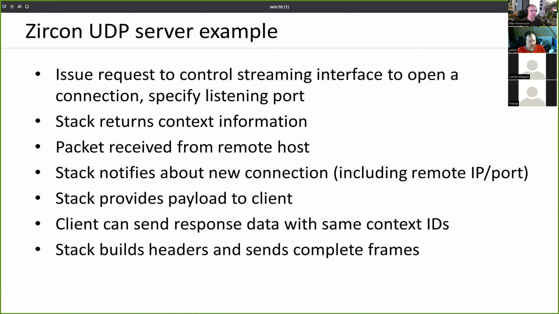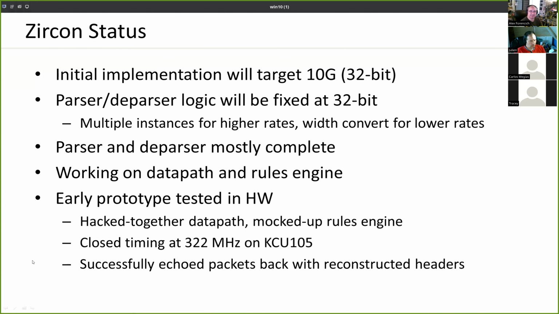So when you want to respond, you'll just send the response data with that tdest value, and the stack will do what it needs to do to build the headers and send the packet back to the host that made the request in the first place. So it's a relatively simple thing to do. You don't need to be dealing with addresses at the UDP client level or UDP headers or anything else. It's just the payload data and some TID and tdest values, and everything else will be taken care of by the stack. All right, so what's the status of this stack right now?